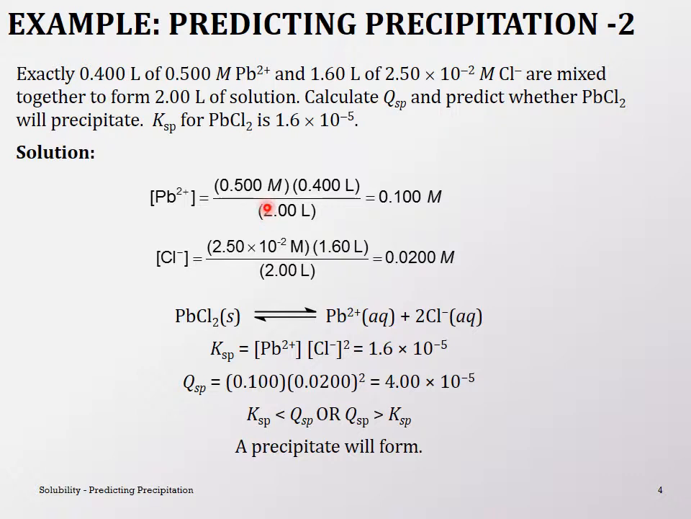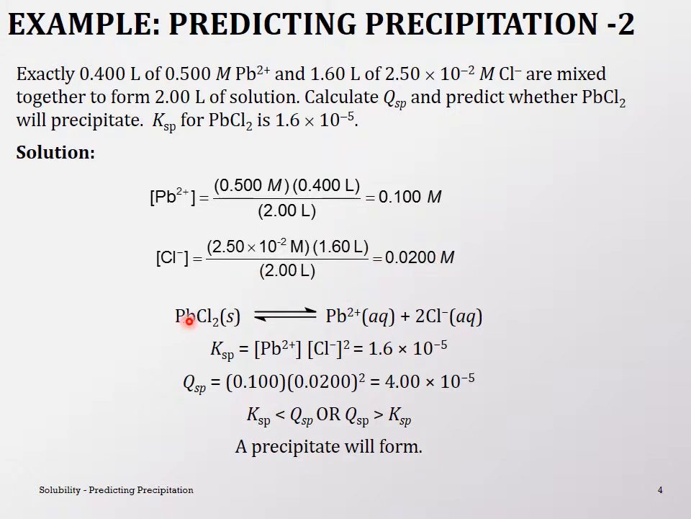Here the 0.5 molar is the original molarity and 0.4 is the original volume. So molarity times liters gives you moles of the solution, divided by the new volume gives us the new molarity of lead ions. We do the same thing for chloride ions: the initial molarity was 2.50 times 10 to the negative 2, and the initial volume was 1.60. Divide that by the new volume and you get this concentration.